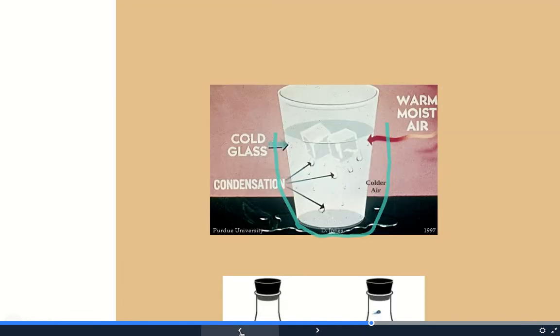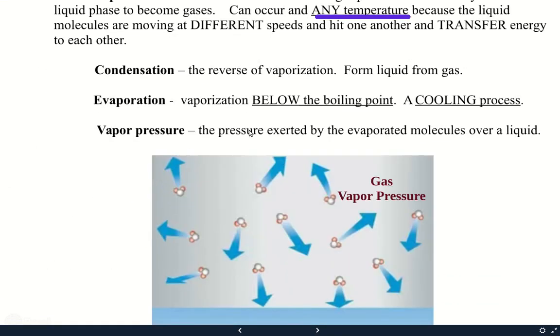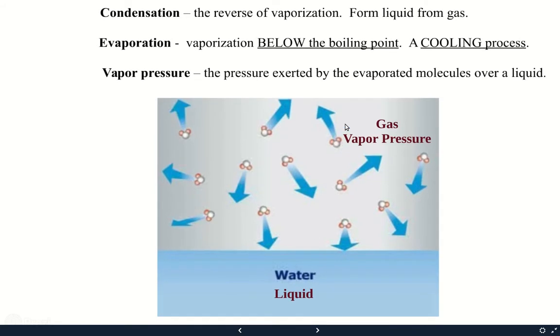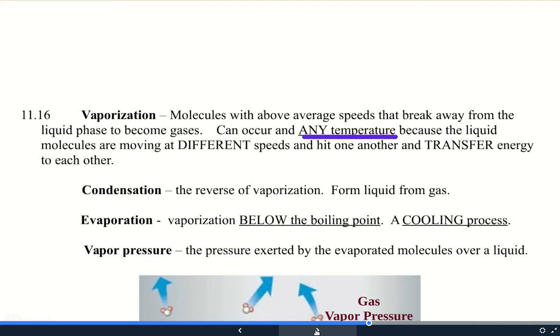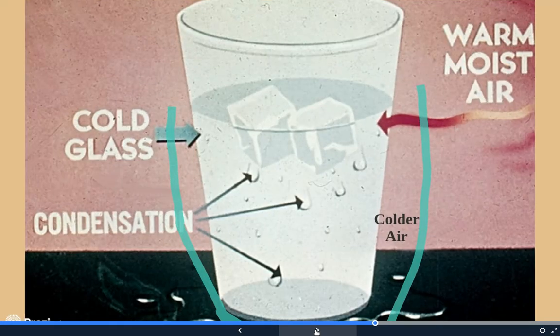So hold on, let me go back to this for a minute and see if we can look at this vapor pressure picture here. We have vapor on top and a liquid on the bottom. The vapor is escaping, but it's also pushing down on this liquid right here. And then we have just some more pictures.